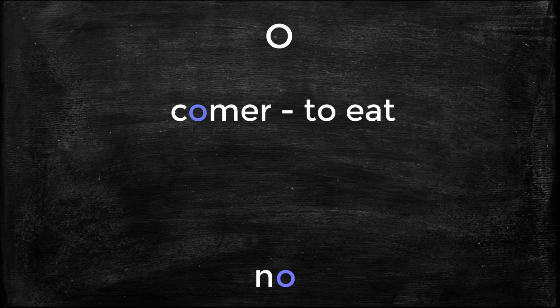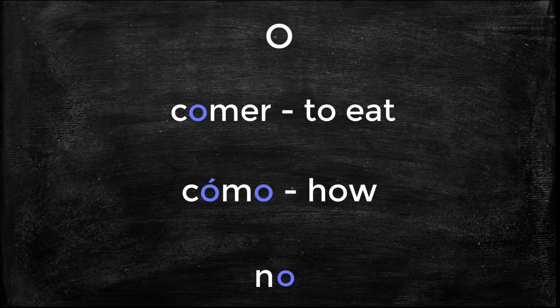Okay, muy bien. So la O makes the same sound as the English O in no. Some examples: comer means to eat, or cómo, which means how. So it says O, comer, cómo.